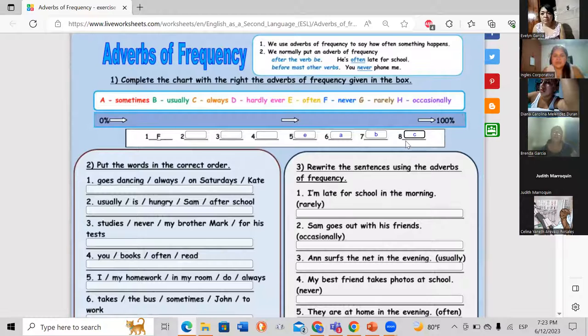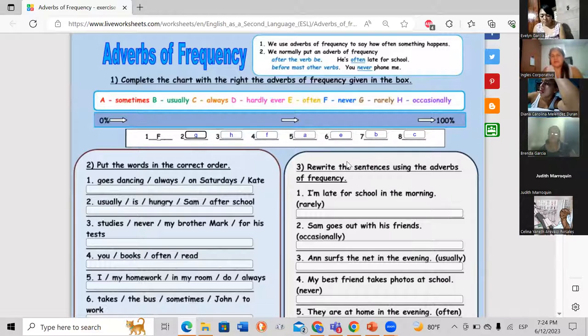C. Sería aquí en la ocho porque es C always, okay. Aquí sería V. Estamos bien con usually. Number five is A, and number six is E, okay. Number four, F. Number third, hardly ever. H. Yeah. And two, rarely. G rarely. Right.